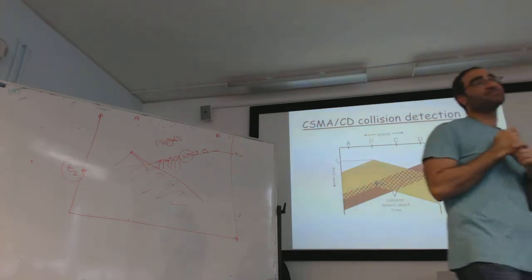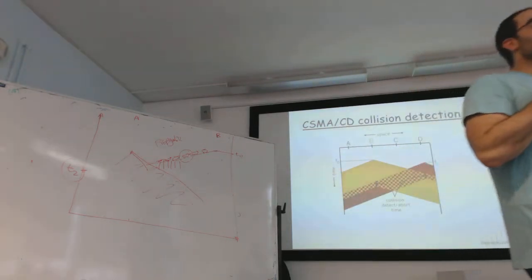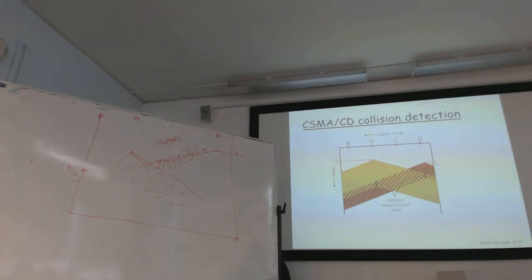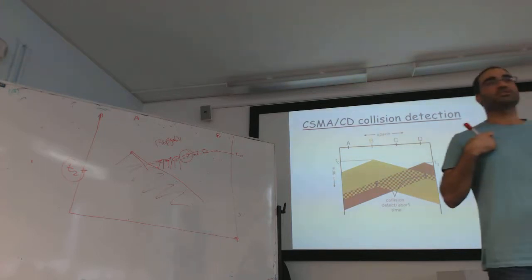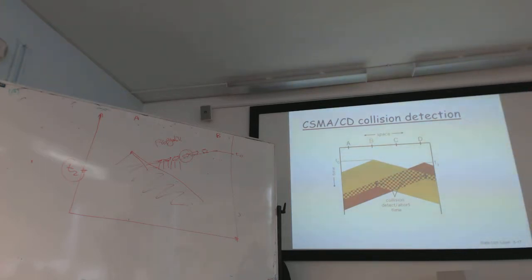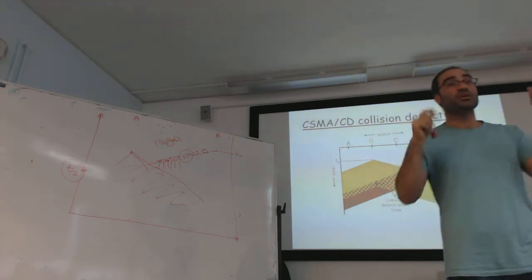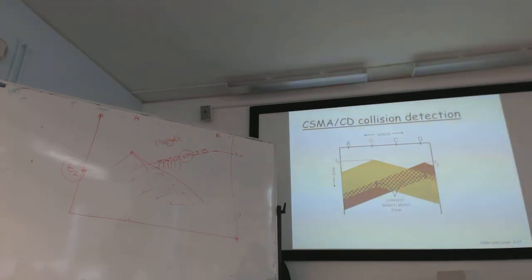Is that clear? How will that be controlled? How long will that take? It depends on how quickly you can detect the actual collision. It depends on distance, distance divided by speed, in other words, the propagation delay. As long as the propagation delay is small, you can detect it as fast as you can.